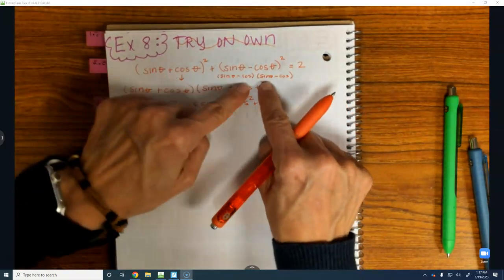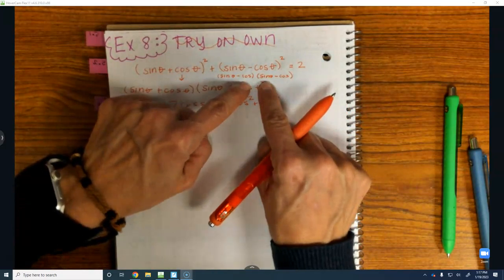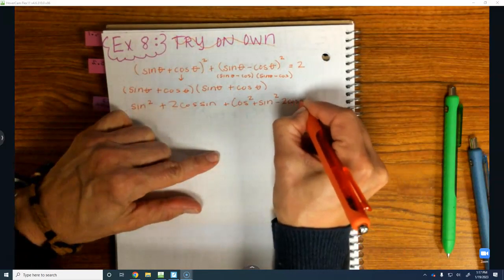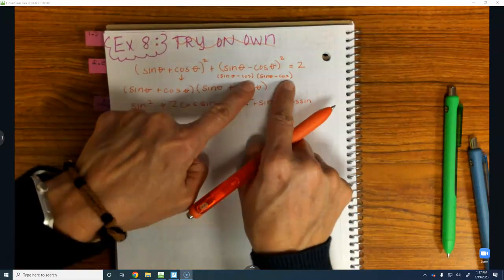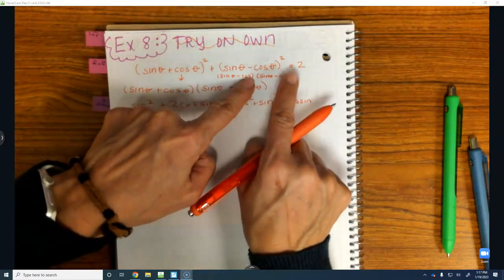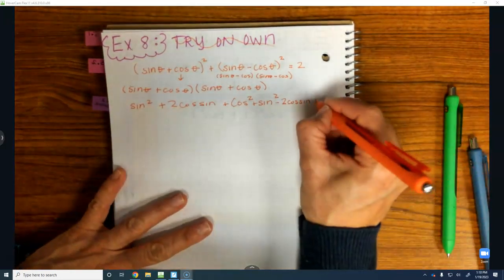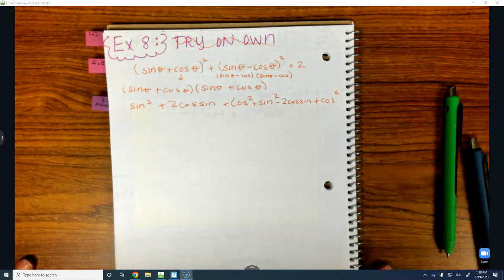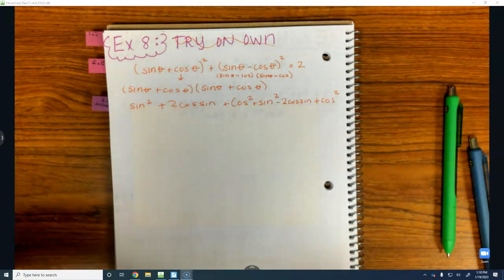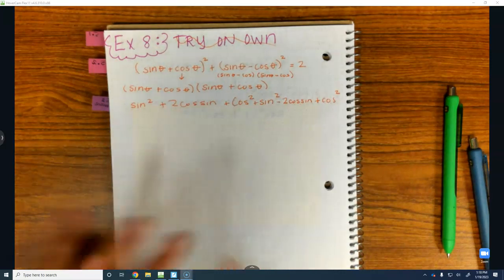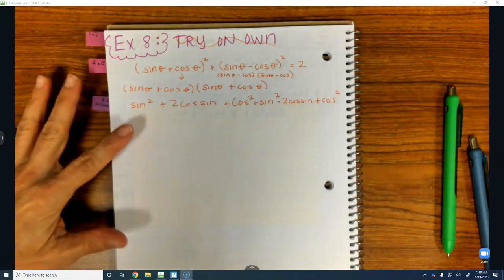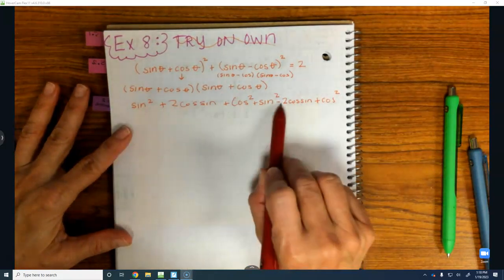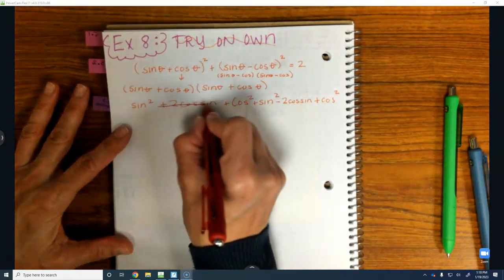So the two outside and the two inside are going to be negative cosine times sine. And then, of course, our two last terms are negative, but remember, a negative times a negative is a positive. So that's still going to be plus cosine squared. Okay, so from here, we need to figure out if we have any like terms that are going to cancel, and we sure do. I have 2 cosine sine and negative 2 cosine sine. So these are going to cancel.